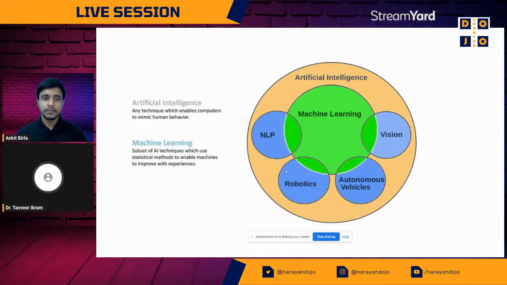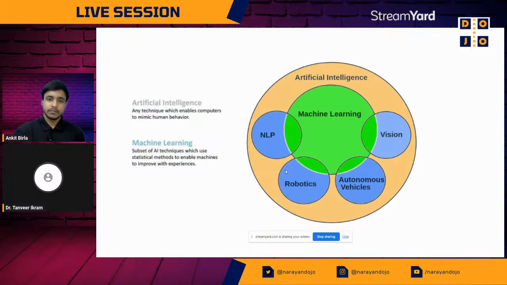Then we come to artificial intelligence: any technique which enables computers to mimic human behavior. Anything the humans are doing, if the same thing computers can also do, or the robots or the machines can also do, then we call it artificial intelligence. Artificial means something which is not natural. When humans think, their intelligence is natural. But if machines are capable of doing the same thing the humans are doing, then we call it artificial intelligence.